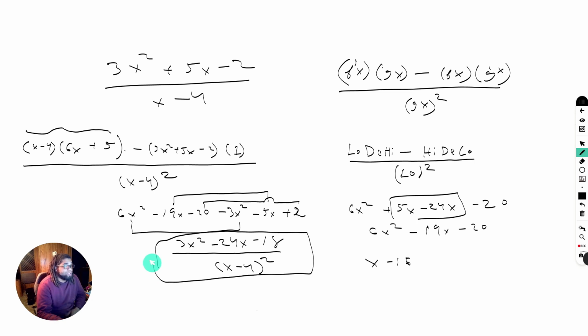That's how you use the low d high, high d low, low low memory aid to do some derivatives using the quotient rule. Thanks for watching.